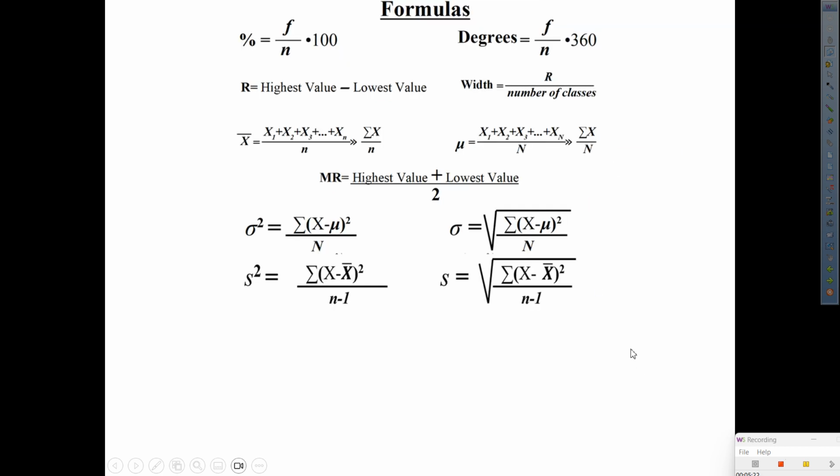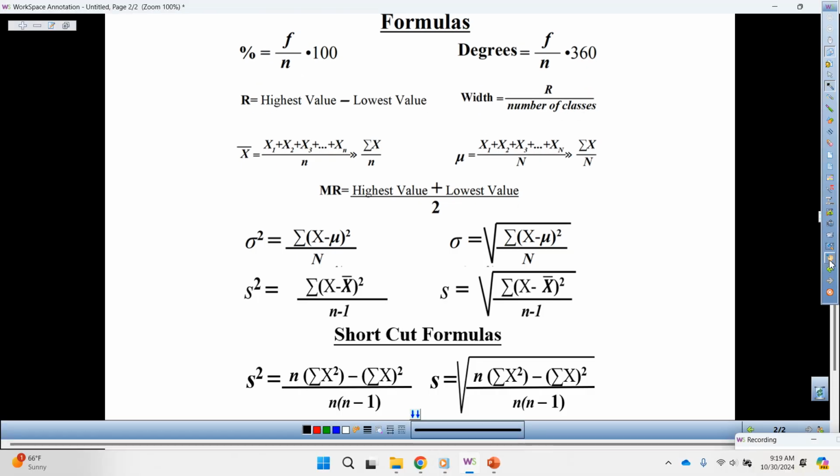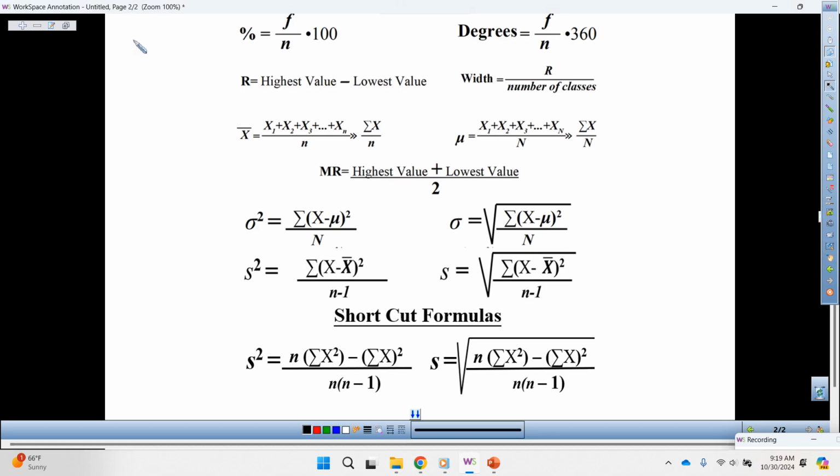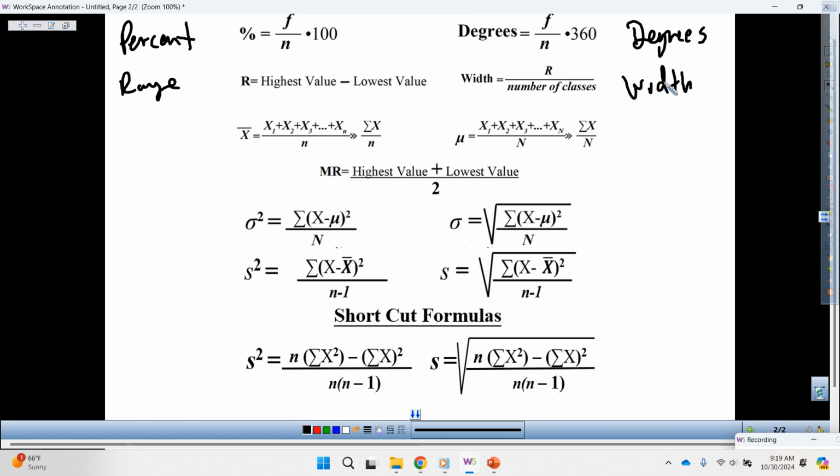We are here. Oh, no, that's 11. And then the shortcut formulas. Is that correct? All right, turn to the back of your notebook. Make sure you have them. However, we are going to label them with their proper name. Is that correct? All right, just to make sure we know what we're looking at. This first one is what? Percent. And, of course, this one is degrees. All right. This one is the range, and this one is the width. All right, so far so good.